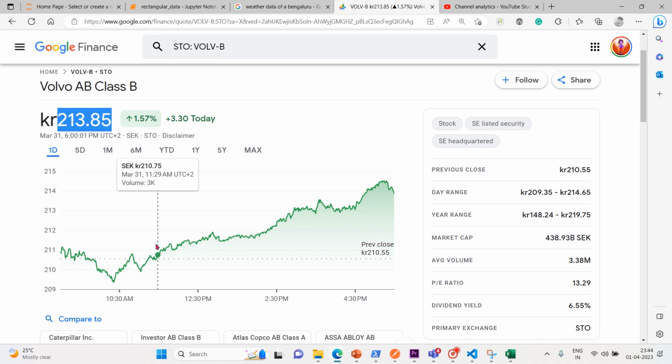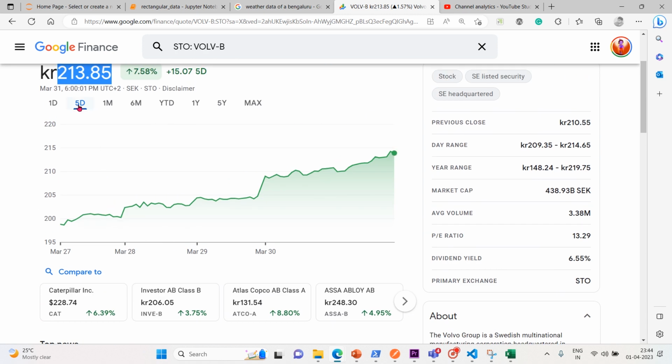If this is for the one day, I'll just go for the 5 days data so that I can get the 5 days data. Yeah, I got it. March 27, 28, 29, March 30, and here is March 31. Okay, so we got the total 5 days data.